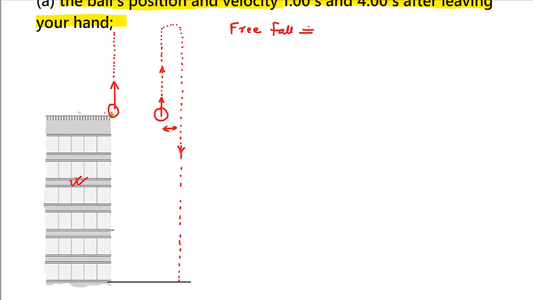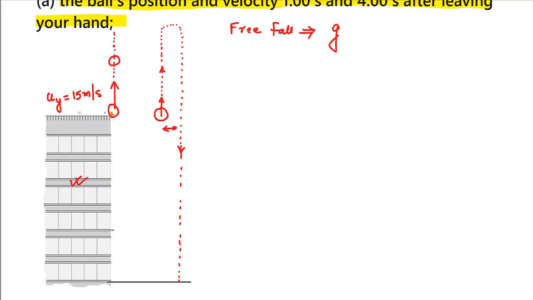So when I say free fall, what does that mean? This means acceleration is due to gravity. So this ball will experience an acceleration, and that is the value of g. This is acceleration due to gravity. The initial velocity that is given in this problem, u_y, is 15 meters per second. So this ball has been thrown at a speed of 15 meters per second.